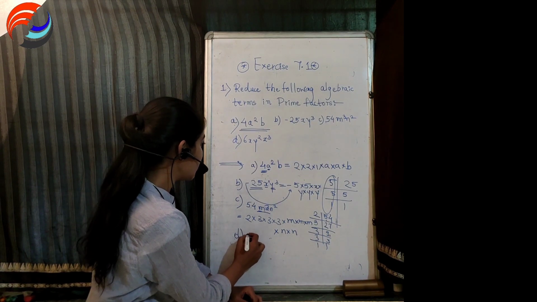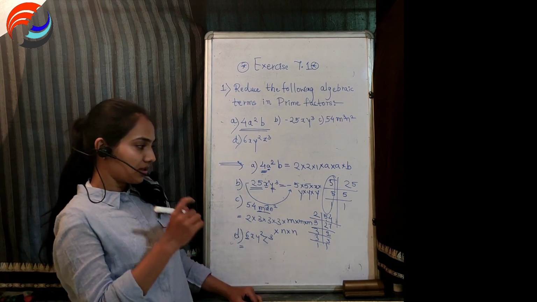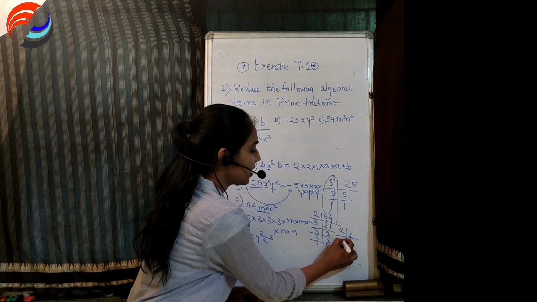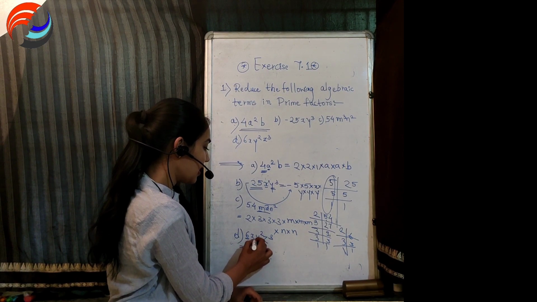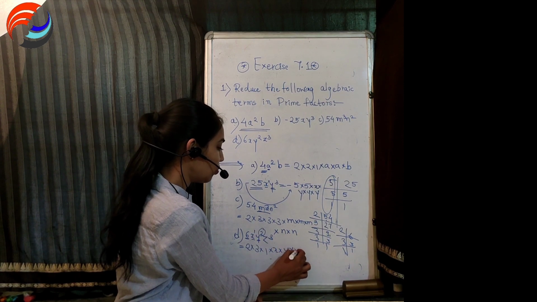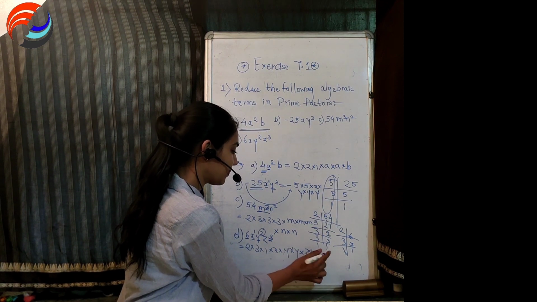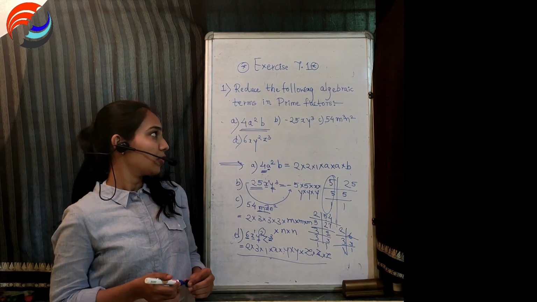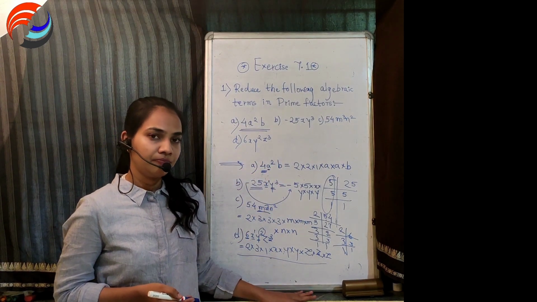And the last question, 6xy square z cube. So what are the factors of 6? The same way, find the factor of 6. 2 3s are 6, 3 1s are 3. So the factor of 6 is 2 multiply 3 multiply 1. x having power 1, so write x once. Now y having power 2, write y 2 times. Z having power 3, write z 3 times, and give multiplication signs. So this is the way to find the prime factors of a given monomial. These are what? Monomials.